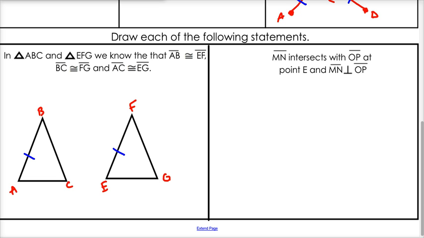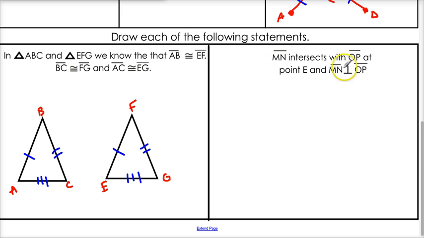We also know BC is congruent to FG. So BC is congruent to FG. And the reason I'm using 2 now is so I don't confuse anything, right? I know BC is congruent to FG, not FE, because these both have 2. And finally, we know AC is congruent to EG. And we're going to use 3 here, so we know exactly that AC and EG are congruent.